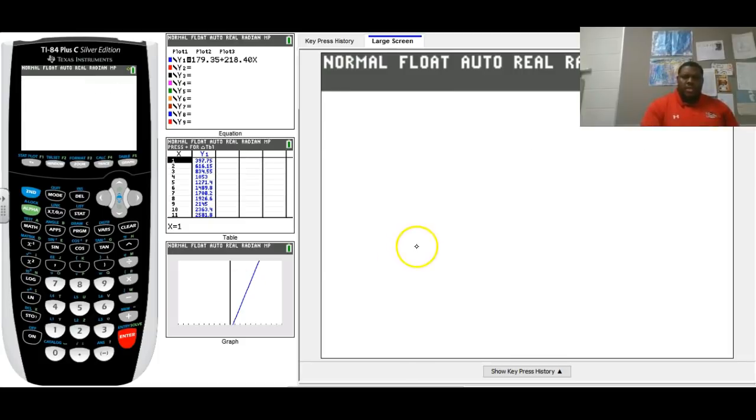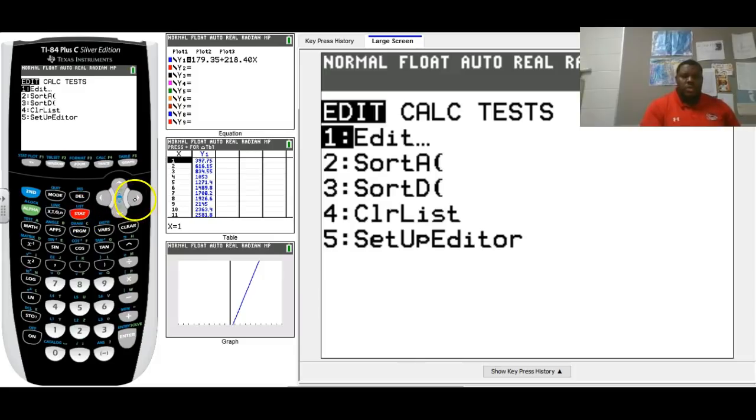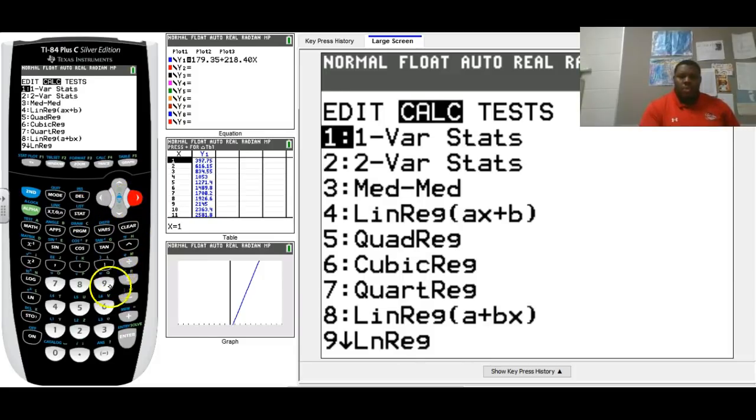This one gave us 0.99, and then 6 nines. Well, let's see if we can get closer. Let's try cubic regression.